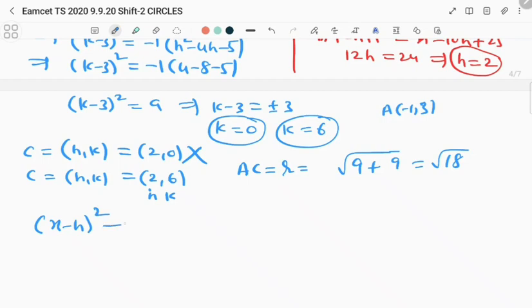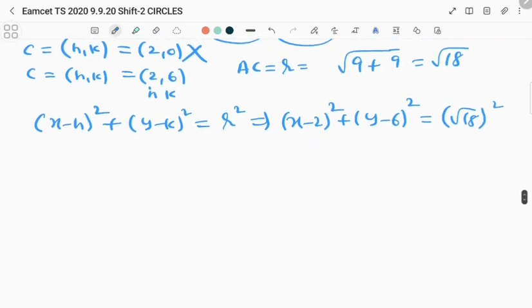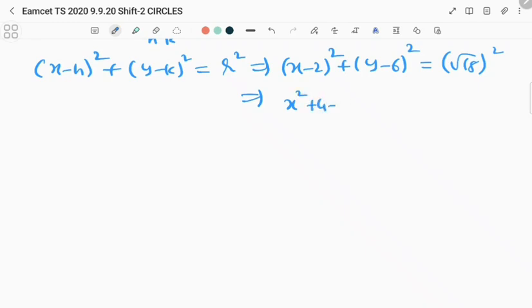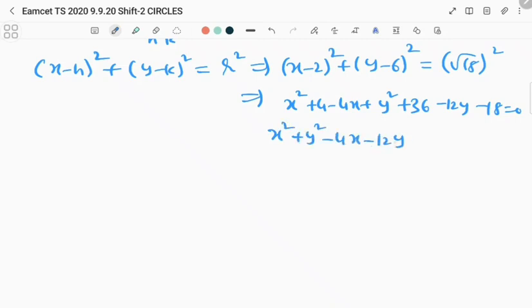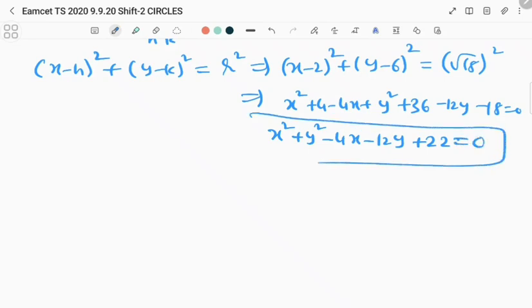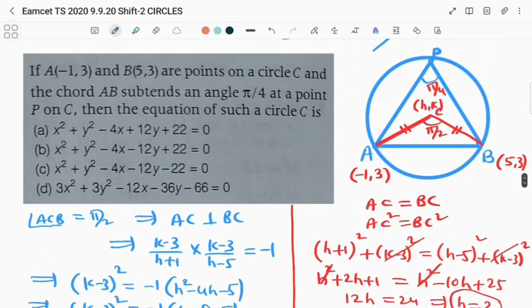Radius is there, h comma k is there. So (x minus h) whole square plus (y minus k) whole square is equal to r square. So (x minus 2) whole square plus (y minus 6) whole square is equal to root 18 whole square. So we can simplify now. You will get x square plus 4 minus 4x, y square plus 36 minus 12y, minus 18 equal to 0. So x square plus y square minus 4x minus 12y, plus 40 minus 18, that is plus 22. So the required equation of circle is x square plus y square minus 4x minus 12y plus 22 equal to 0. It is there in the second option, dear students. Option number B. So the second option is the right option.